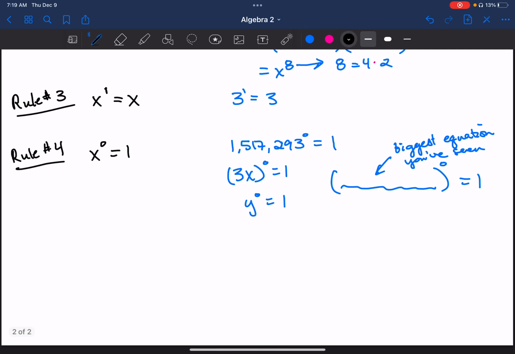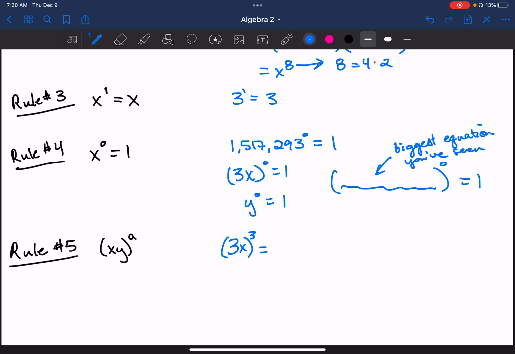Let's keep going. Rule number 5. Now this one is more of a don't do this based on another rule. So we're going to start with the positive rule, and then we're going to kind of get this negative rule from it. So if you have x times y to the a, well, let's think about that. What is that? So let's say that it's 3x to the third. Well, let's think about that.